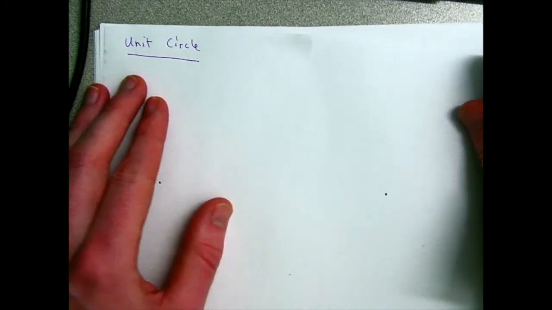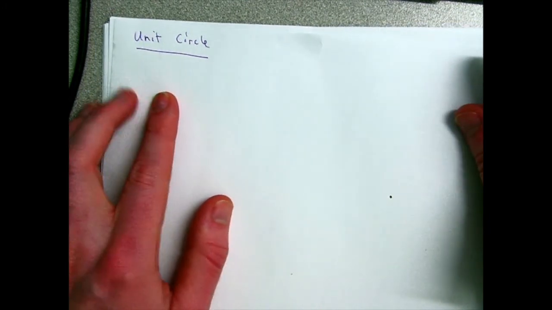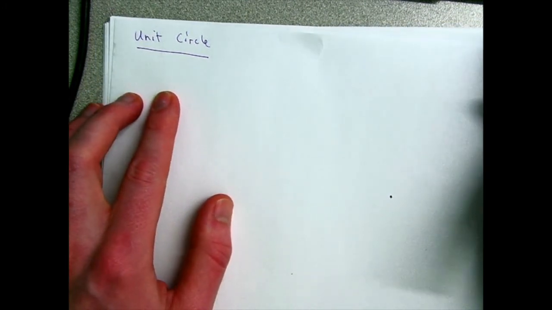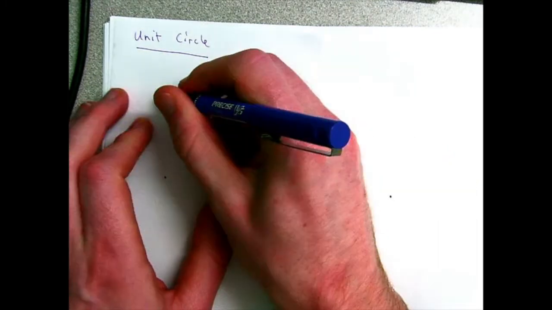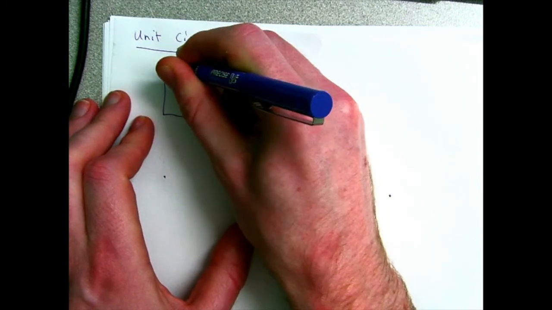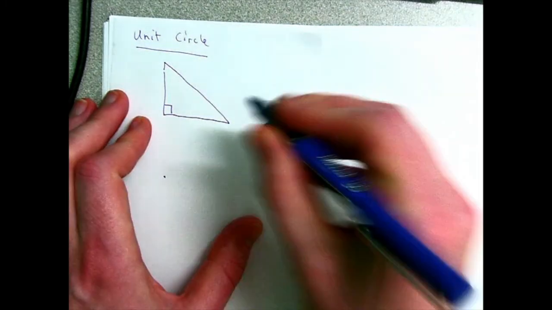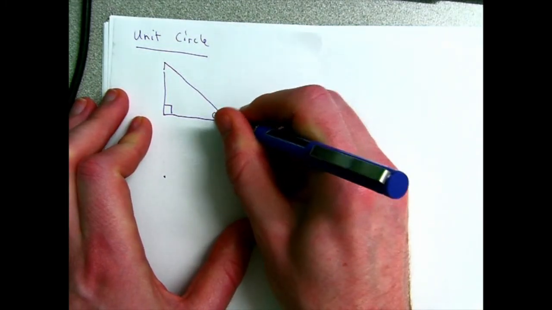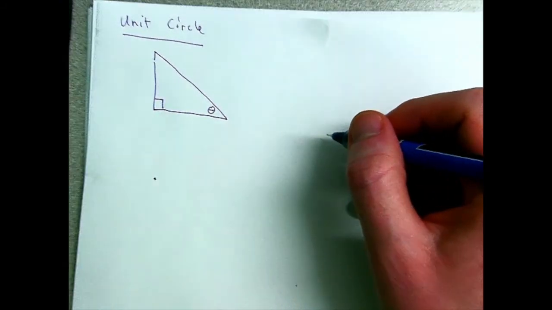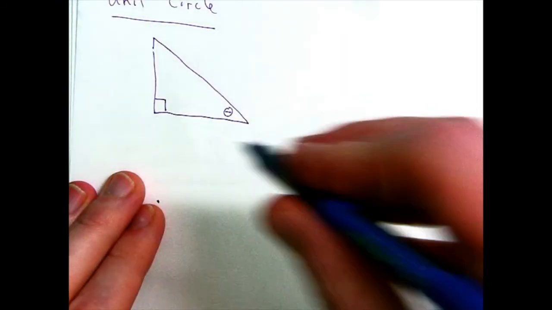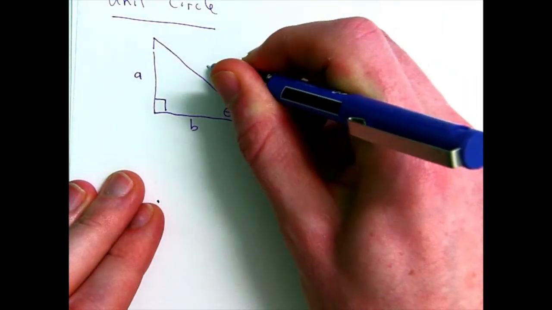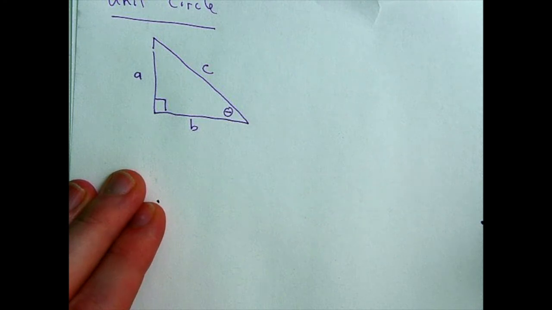So let's just begin by recalling the meaning of sine, cosine, and tangent. The setup is the following. Suppose you have a right triangle, so here's a right angle. Let's suppose that this angle right here is theta. Let's suppose that the side here is little a, and this side is little b, and this side is c. That would be the hypotenuse.